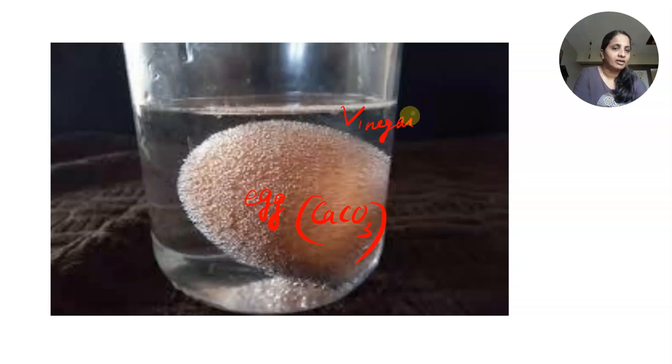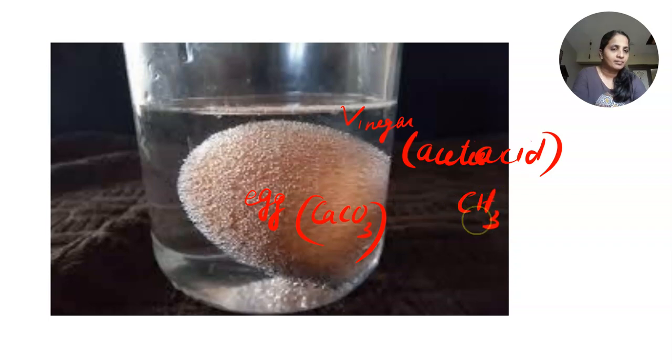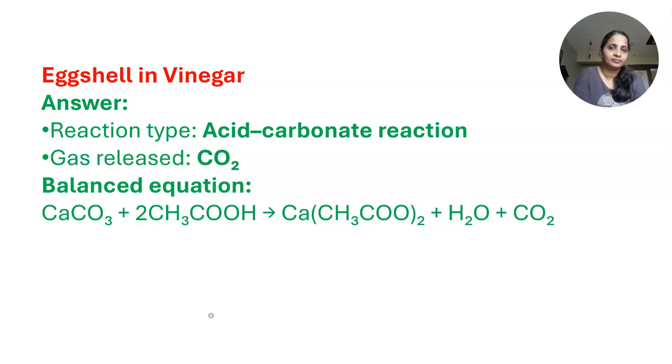Then vinegar. Vinegar means what? That is acetic acid. Acetic acid is vinegar. CH3COOH is vinegar. Okay. So we can identify which type of reaction is happening here. So here you can see this calcium carbonate combines with acetic acid. This is acetic acid or vinegar. This is our eggshell or marble. All these contain calcium carbonate.